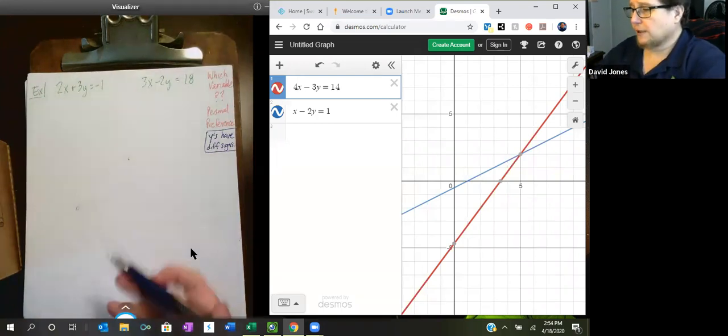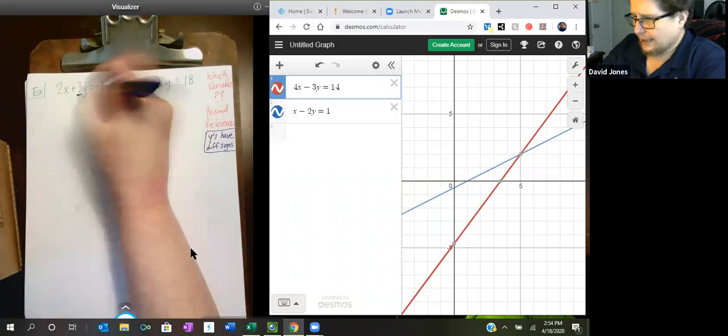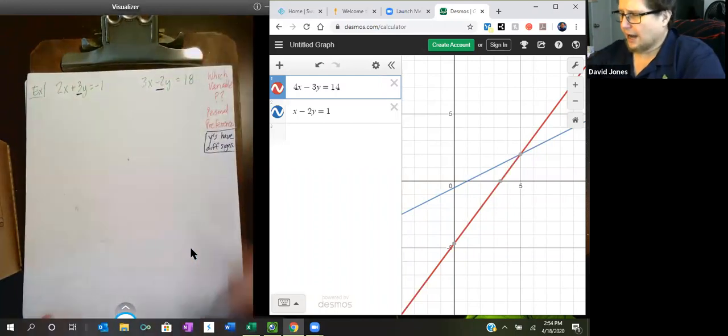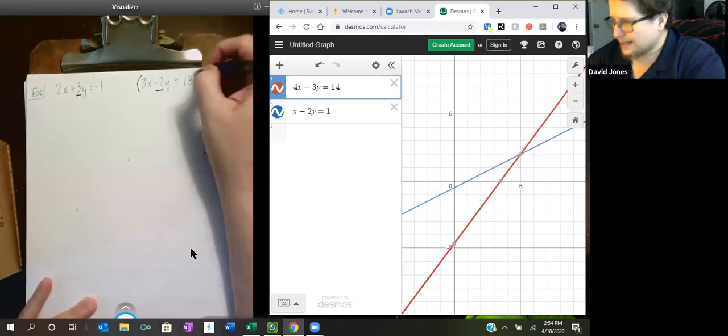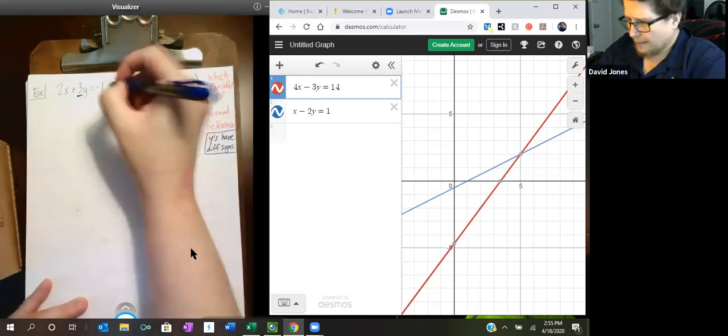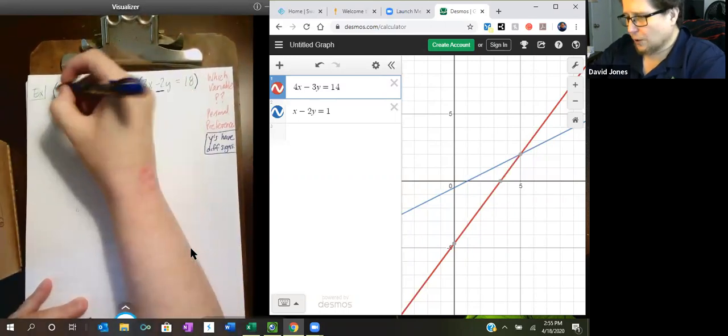What I'm going to do, this is a 3, that's -2. I'm going to multiply this entire equation by 3. And I'm going to multiply this entire equation by 2.